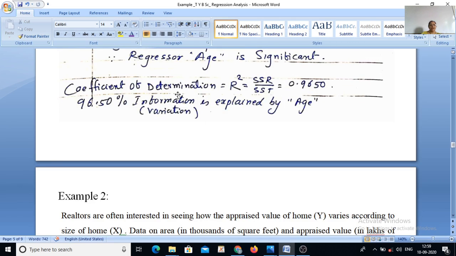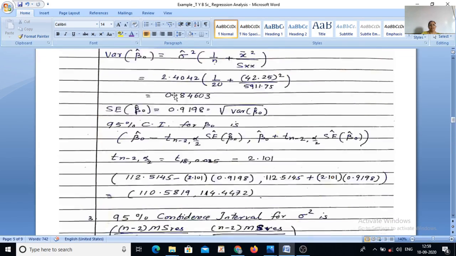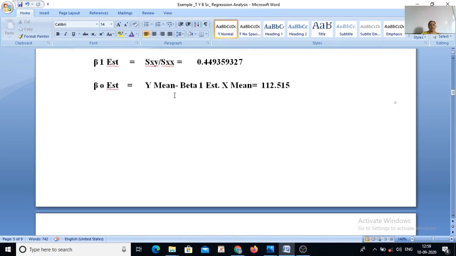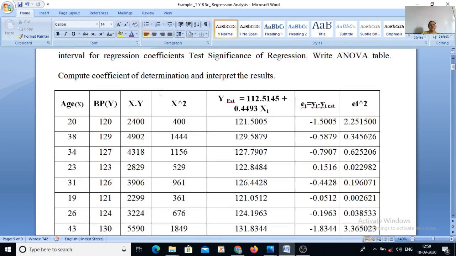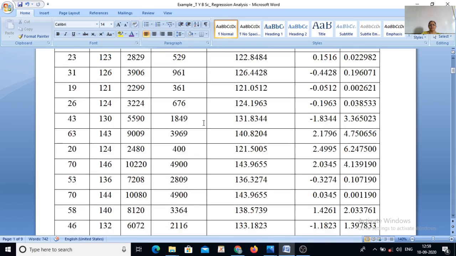Okay, similarly on similar lines, I have discussed one problem for you, and these are the values for the sum of squares, y estimates, error component, and error sum of squares.